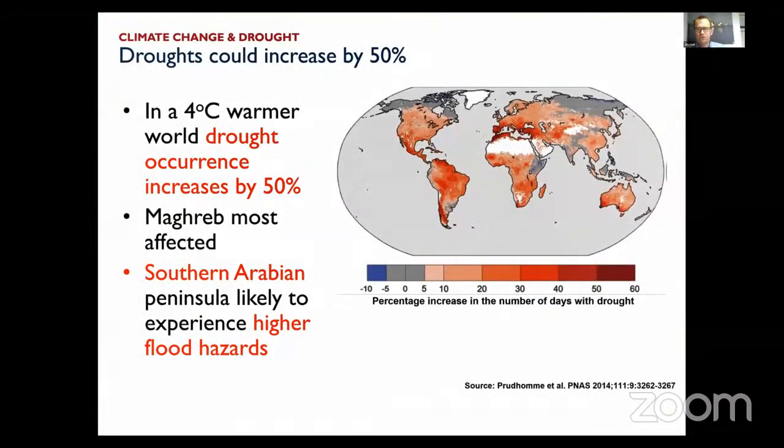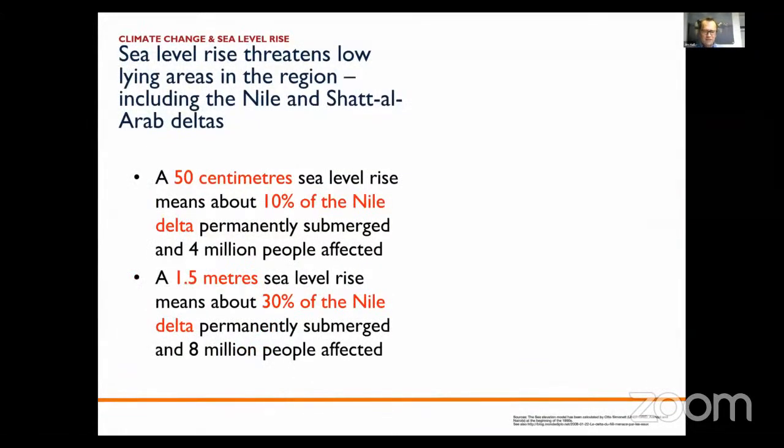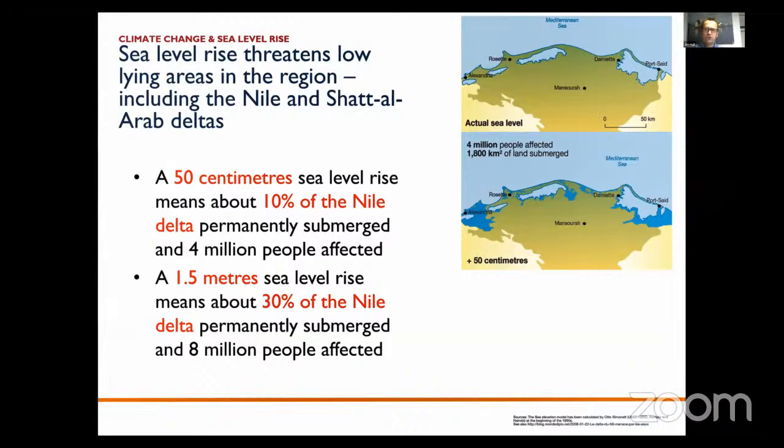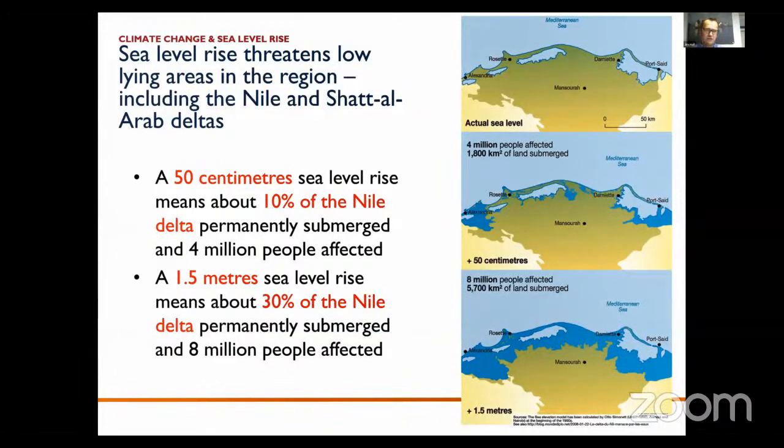The risk is high. This picture here shows how the Middle East and North Africa is one of the areas where droughts are most likely, these are predictions from climate models, to increase into the future. And then in addition to that, we know there will be sea level rise associated with climate change, and that is going to impact the deltas in the Mediterranean, in the Red Sea, and in the Gulf. And here we're looking at the Nile Delta, 50 centimeters of sea level rise, which is what we're expecting by the end of this century, maybe more.